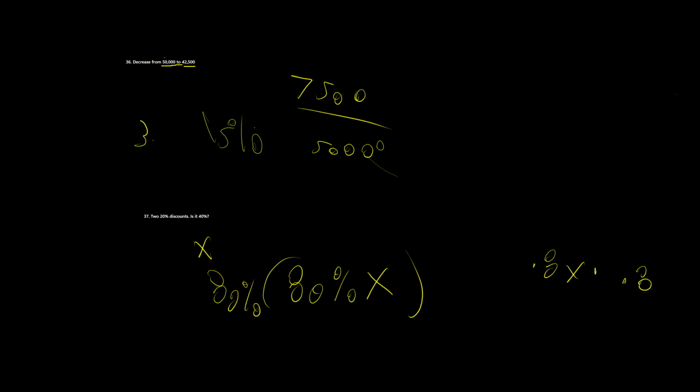0.8 times 0.8 is 0.64 or 0.064. No, 0.64. So you get 0.64x. So no, it's not 40%. It's actually a 36% discount. Okay, compare scores.